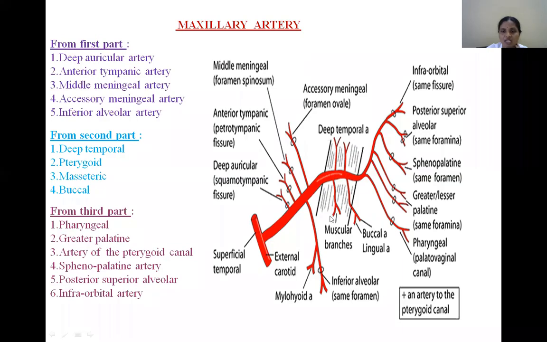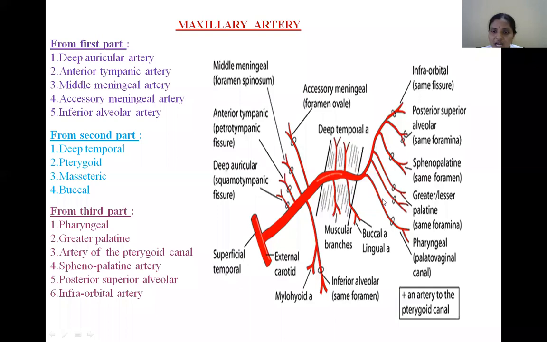It provides mostly muscular branches. So the deep temporal supplying the temporalis muscle. The other muscular branches here supply the two pterygoids, medial and lateral pterygoid muscles, and the buccal artery supplying the buccinator muscle. And one more branch to the masseter. So the muscles of mastication are supplied by this maxillary artery. Which part? Second part of the maxillary artery.